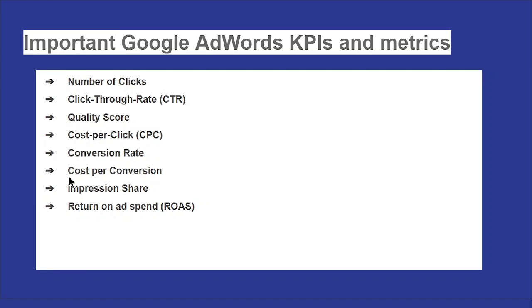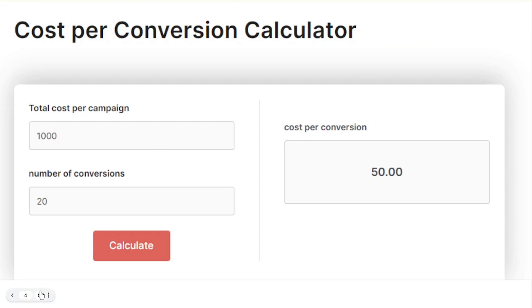Sixth one, cost per conversion. This tells us which campaigns are most effective. Cost per conversion is a metric that calculates the cost of getting one new customer or turning a lead into an actual sale. So we have a calculator for this that I want to share with you.